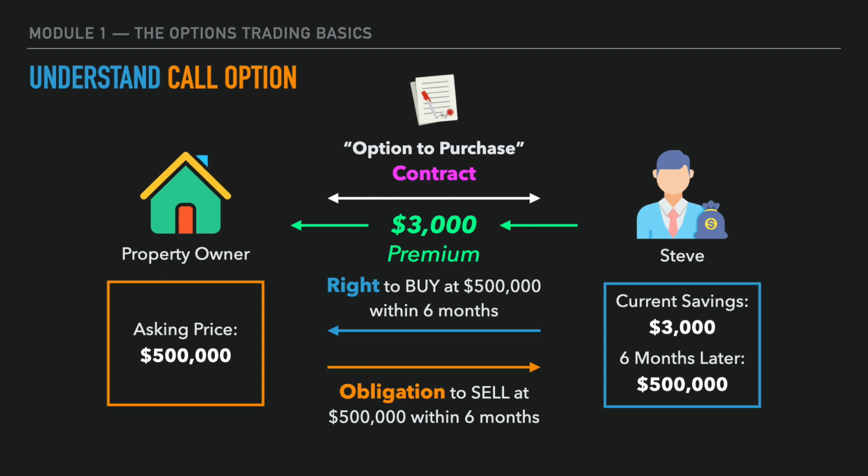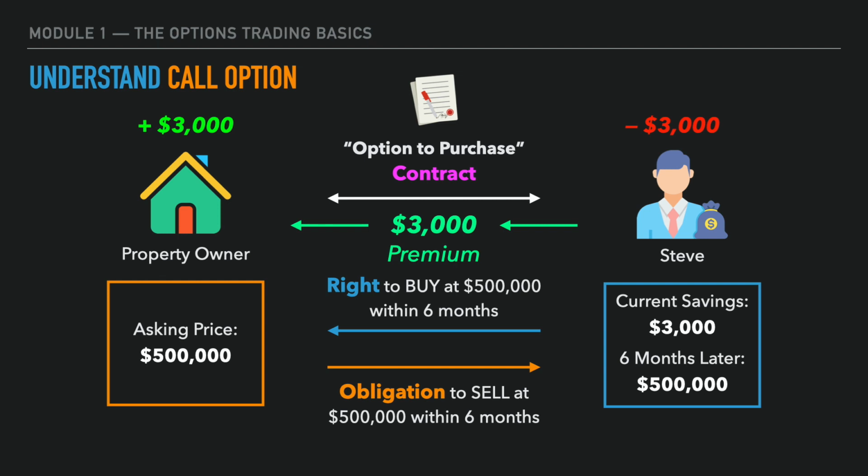Steve tells the landlord that he is interested in buying his property at the price of $500,000 over the next 6 months, and he pays the property owner $3,000 upfront to request the owner to reserve the property for him for the next 6 months. The property owner takes the $3,000 as a small profit and agrees to reserve his property exclusively for Steve. If Steve decides to purchase this property over the next 6 months, he will pay the owner $500,000 to complete the transaction. The owner will make $503,000 out of this deal.